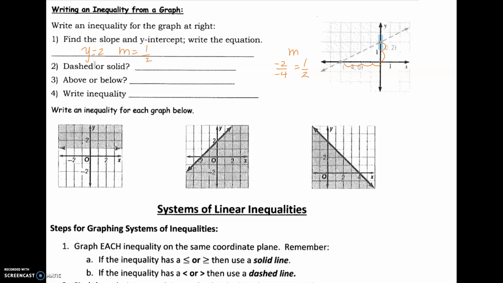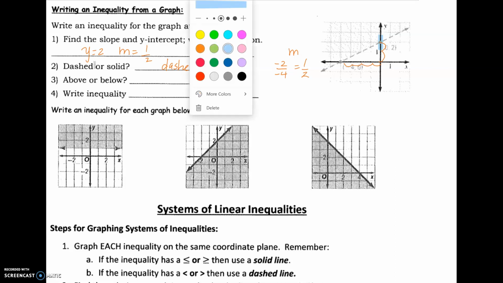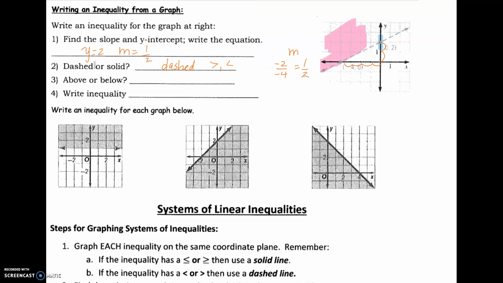Dashed or solid? The line is dashed. So that means it's either going to be greater than or less than. And did we shade above or below? If you can't tell the shading, just because of the way it printed, this is the area that's shaded. It's shaded above. So now we're going to write the inequality. And this is not y equals 2. This is b. My intercept is b, not my y. Okay, so now we have y. The values are greater. They're getting bigger above 1/2 x plus 2.